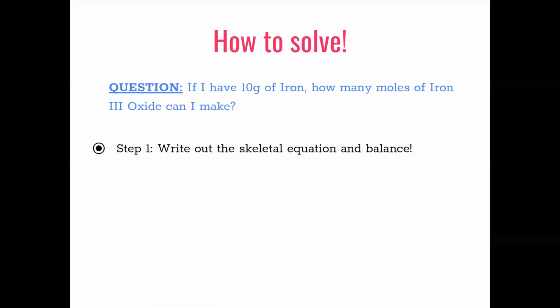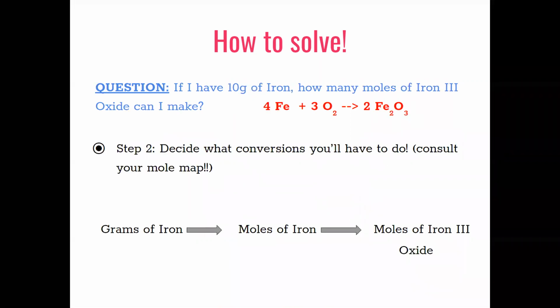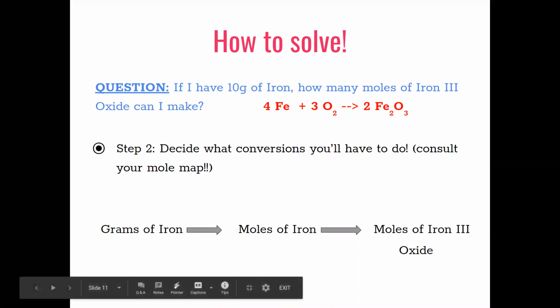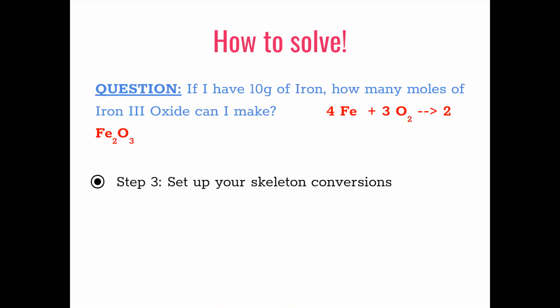Okay, so we handled that skeleton equation already. We handled what that is. We have that written down. Step 2, decide what conversions we have to do. We just did that. We looked at our mole map. We're going from mass or grams of iron to moles of iron to moles of iron 3 oxide. Okay? Then, step 3, we have to set up our skeleton conversions.